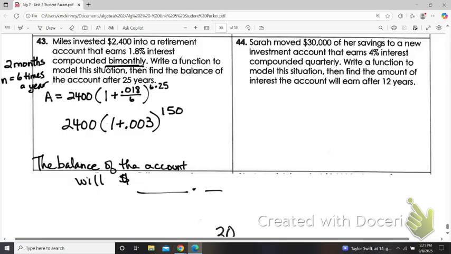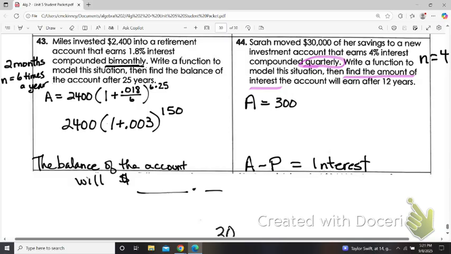And then number 30 is pretty similar, except this time we are compounded quarterly. So that means that n is 4. So we're still using the compound interest formula. So the amount, and then we also have a little extra something here because it says find the amount of interest. So we need to find the total amount, and then after we have the total amount, subtract the principal to get the interest. You're going to have a little extra something there at the end. Let's make sure we can get this part set up correctly.